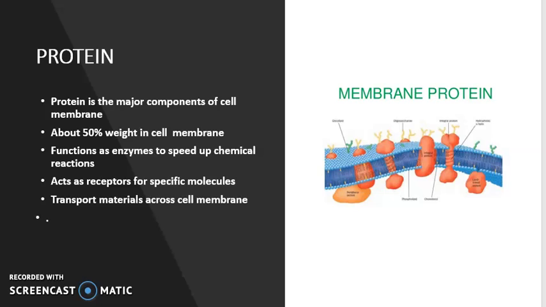Protein is the major component of the cell membrane and makes up about 50% of its weight. It functions as an enzyme to speed up chemical reactions. It acts as receptors for specific molecules, and it transports materials across the cell membrane.